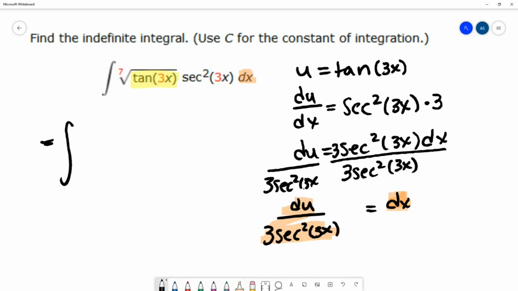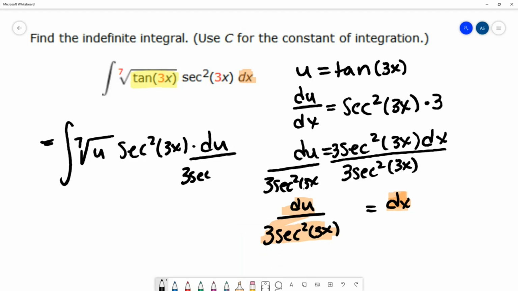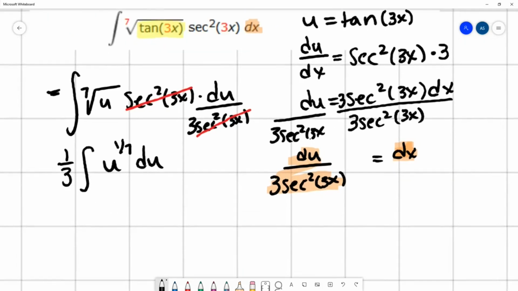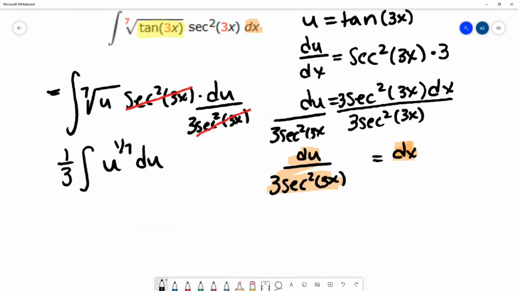And this will give the integral of the 7th root of u, secant squared of 3x, and dx is du over 3 secant squared of 3x. The secant squared of 3x cancels, and I'll have 1/3 the integral. The 7th root of u I'll write as u to the 1/7 du. And now I'm going to use the power rule to find the antiderivative.